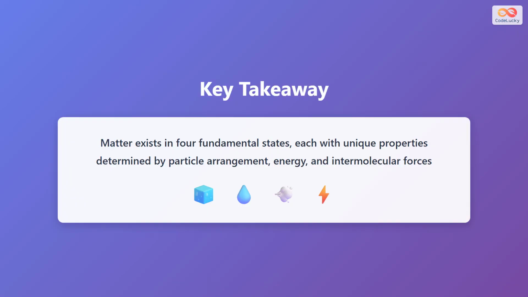To summarize, matter exists in four fundamental states: solid, liquid, gas, and plasma. Each state has unique properties that are determined by three main factors: the arrangement of particles, the amount of energy the particles possess, and the strength of intermolecular forces between particles. By understanding these states and how matter transitions between them, we can explain countless natural phenomena and technological applications in our world.